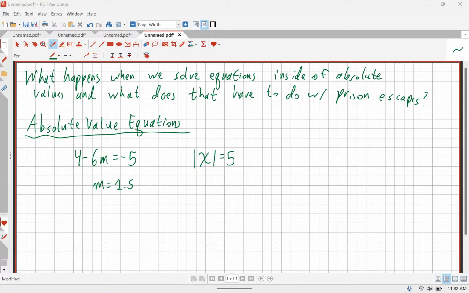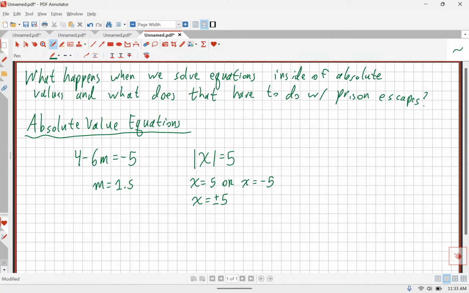This equation has two solutions. X equals 5 or x equals negative 5. That's how you would answer that question. You could say x equals 5 or x equals negative 5. Also, there's a fun symbol that helps us with that, where you could say x equals plus or minus 5.